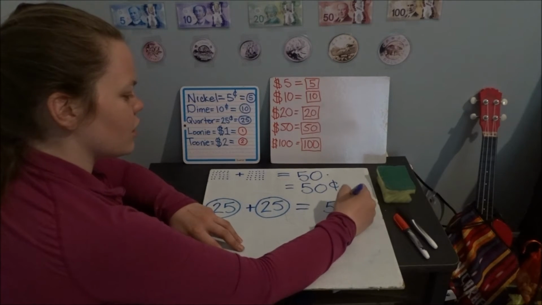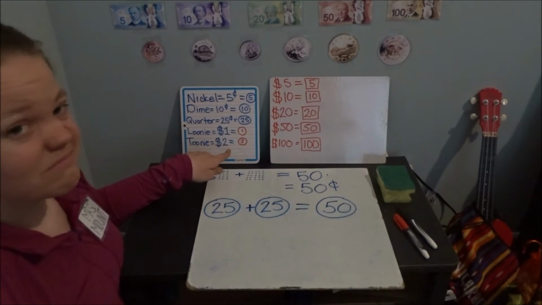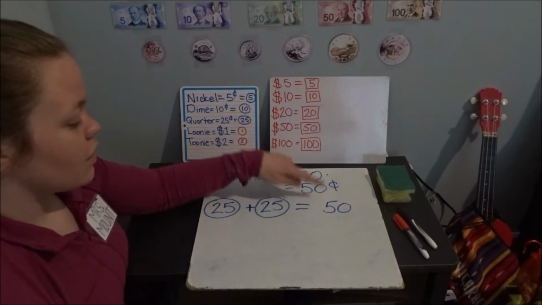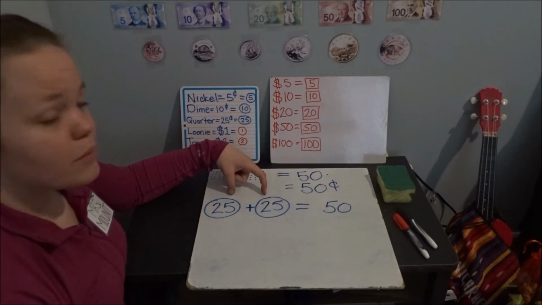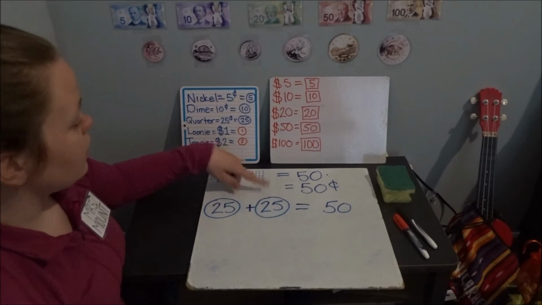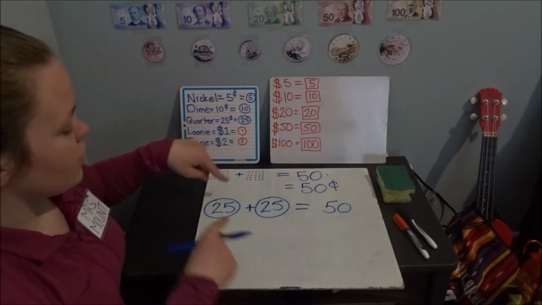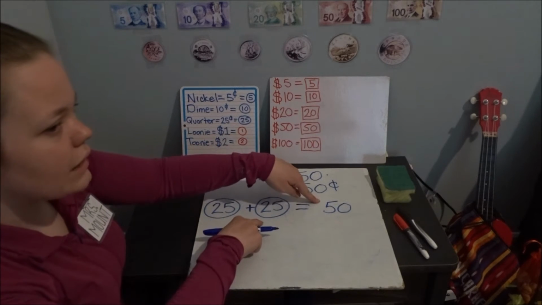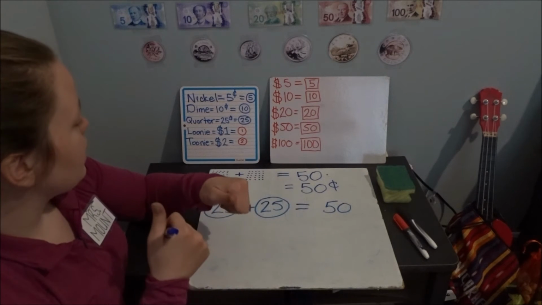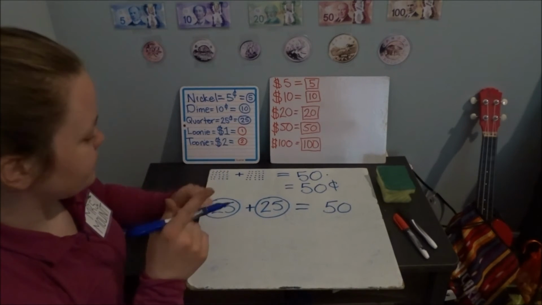Now, do you see a 50-cent coin here? No way. So there is not a coin that could be represented or exchanged for 2 quarters. The next thing we could exchange for would be $1. So how do we get from 2 quarters, so 50 cents, to $1? Well, $1 is 100 cents. We know that.